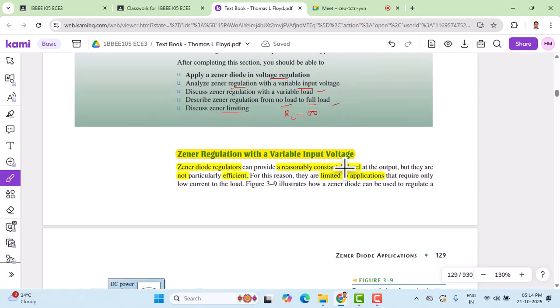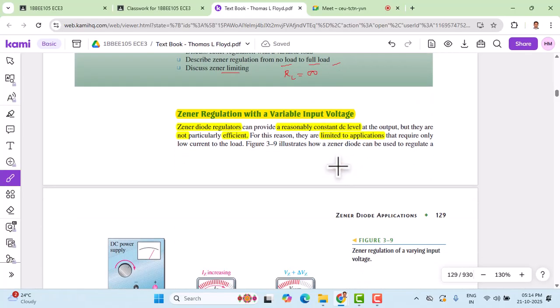First, let us start with Zener regulation with variable input voltage. This is one of the important applications of the Zener diode. Whenever the input voltage is varying, the Zener can still maintain a constant voltage across the output. We're going to discuss that application right now. Zener diode regulators can provide a reasonably constant DC level wherever you connect them. If the Zener diode is used as a regulator, across its terminals it provides a constant DC voltage at the output.